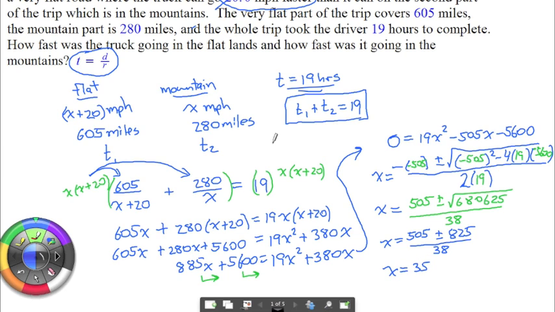Now this is nice when you come back up here and say, what does x represent? Well, x is miles per hour for, well, the mountain. So this is 35 miles per hour on the mountain path is how fast the truck is going. Therefore, come over here, it's x plus 20. So the other one will be 55 miles per hour. Oops. On the flat terrain. And there we go.